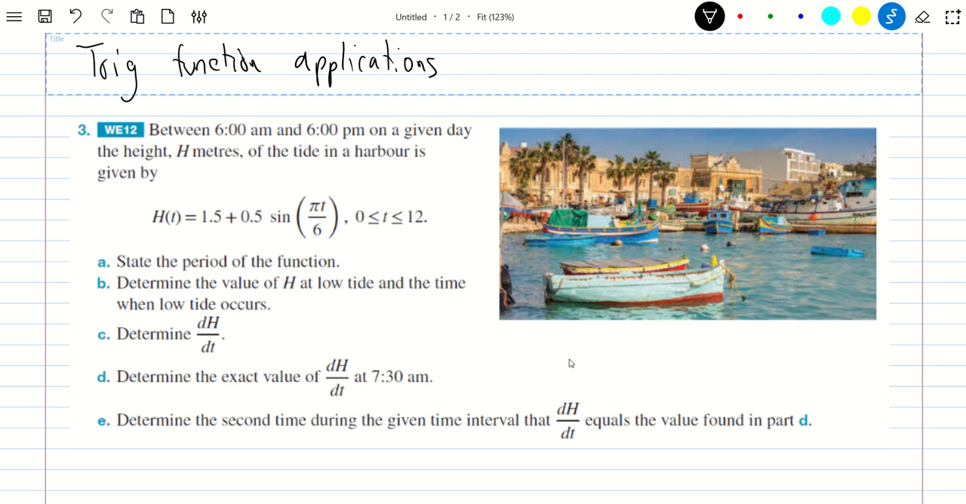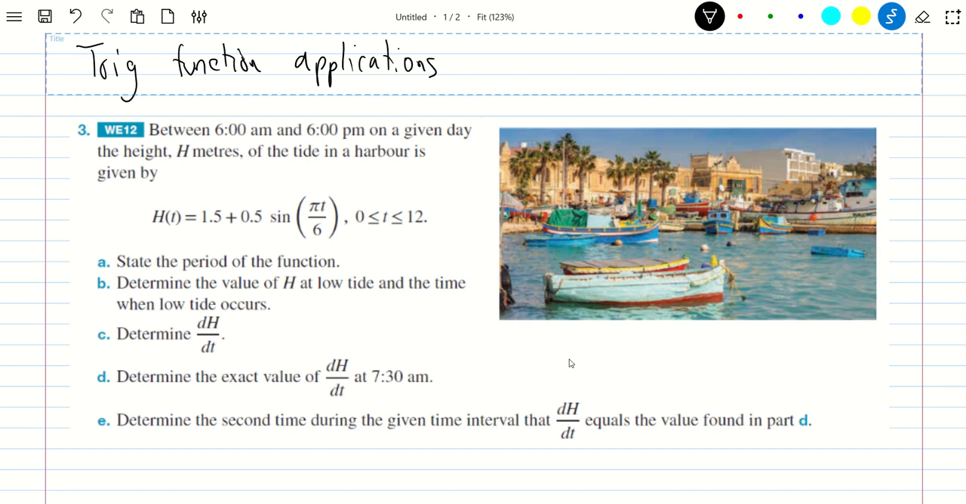Today I'm going to be looking at a trig function application question that involves calculus in it. We've done trig application questions before, but this one's got some calculus in it, and so we need to have a look at this and how we go about that. So let's have a look at this question.